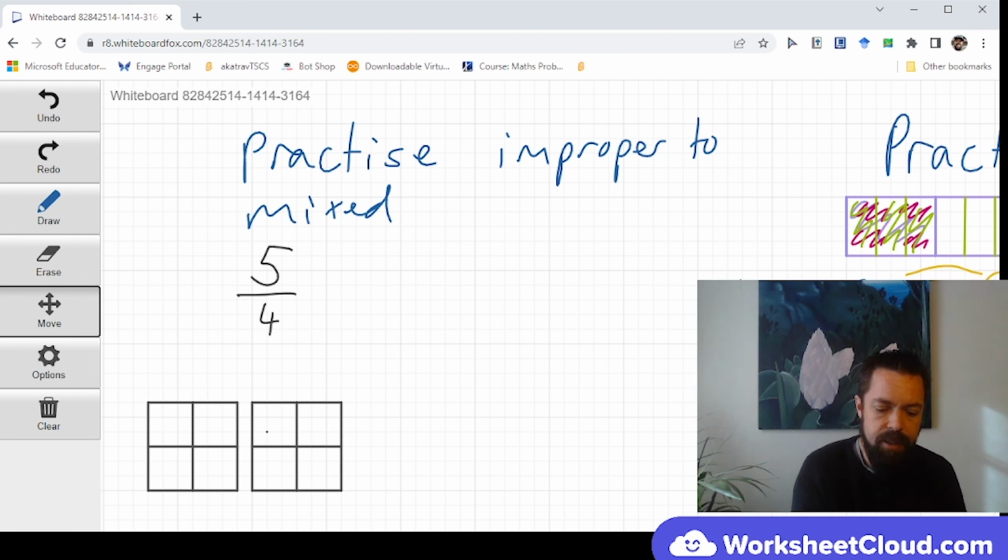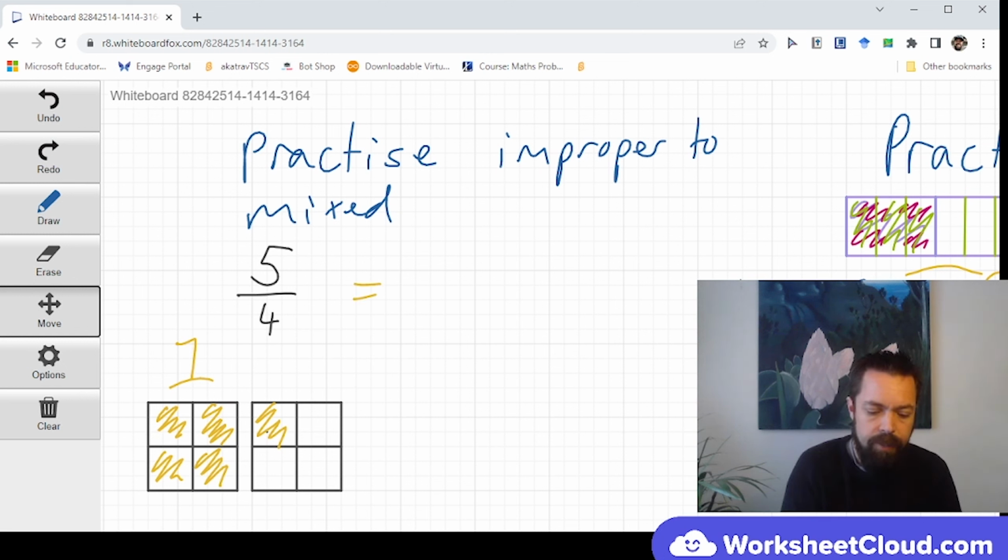So just a reminder that an improper fraction is one where the numerator is bigger than the denominator. So this is an improper fraction, and I want to turn it into a mixed number. A mixed number is where you've got a whole number and a fraction. Okay, so I've got 5 quarters. So let me start off by coloring in my 5 quarters. What you'll notice is that I've got a full 1 over there, and that becomes a whole number, and I'm left with 1 over 4. And that is the mixed number version of 5 over 4. So I've changed my improper fraction to a mixed number.